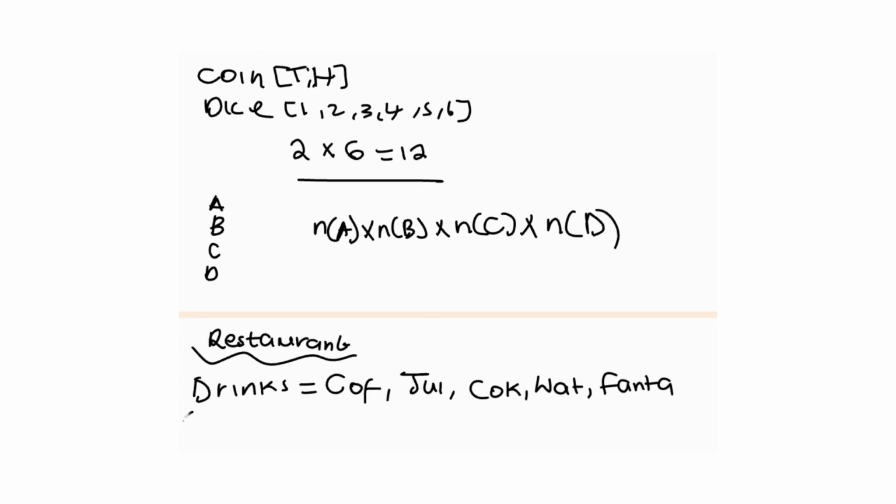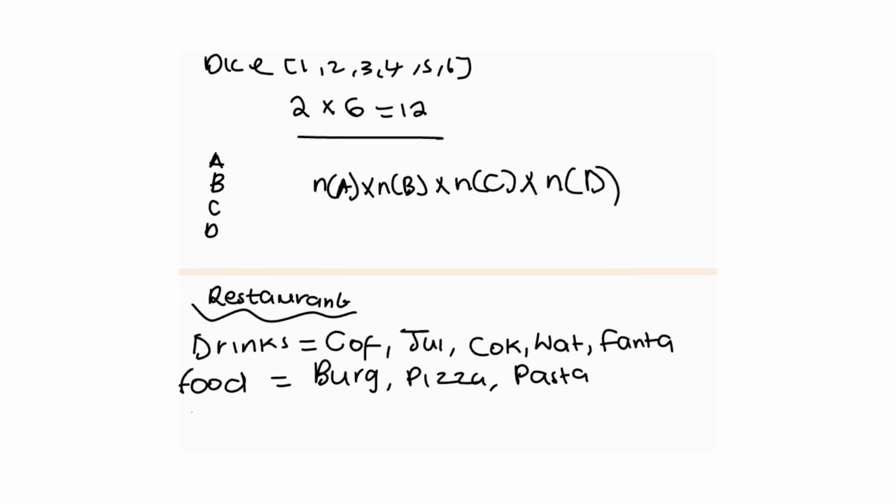That's for drinks. And then for the main meal, you can get a burger, you can get pizza, and what else can we get? Pasta. Let's say we can get pasta. Some people love pasta, I love pasta. And then for dessert, you either have ice cream or cake.